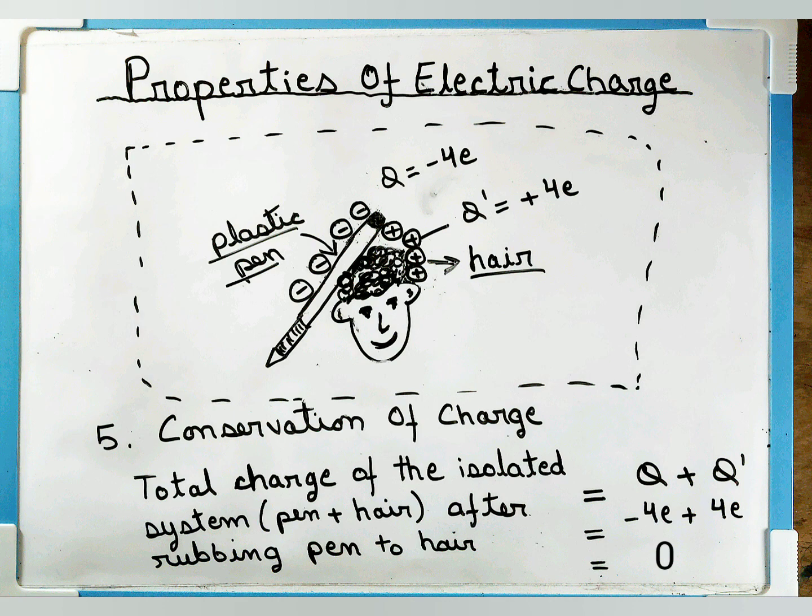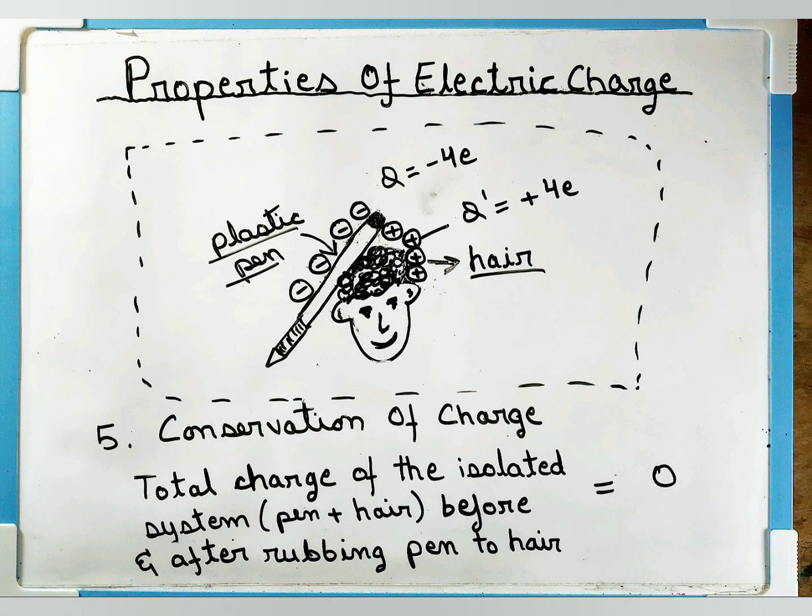So that is the fifth property, which is the conservation law of charge: the net charge, the total charge of an isolated system, is always conserved or always constant, like in this case, always 0.